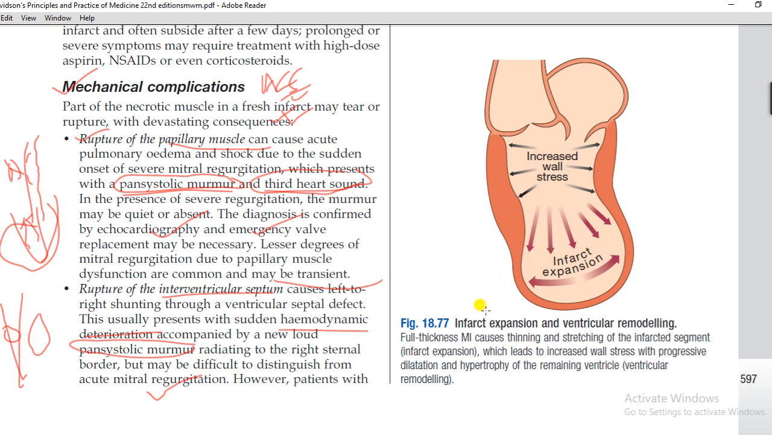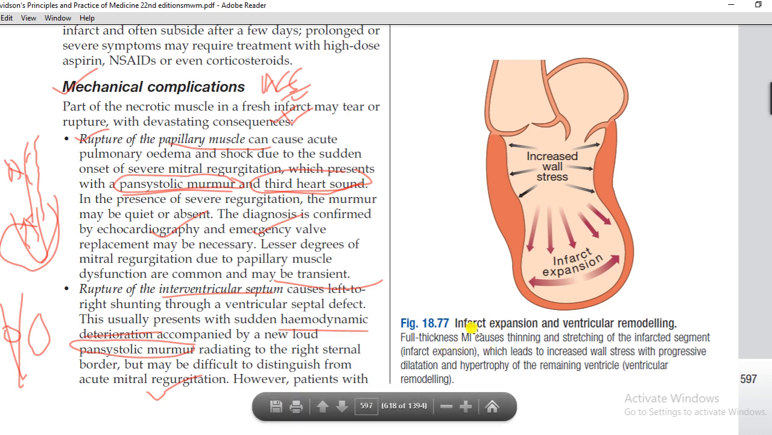Full thickness myocardial infarction causes thinning and stretching of the infarcted segment. This is infarct expansion, which leads to increased wall stress with progressive dilation and hypertrophy of the remaining ventricle, which is called ventricular remodeling.